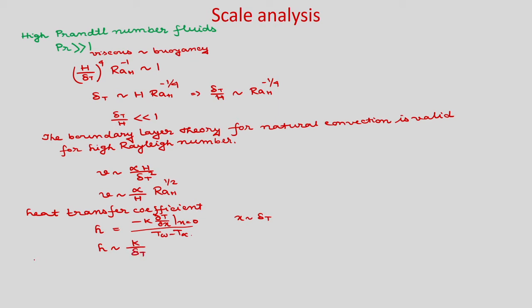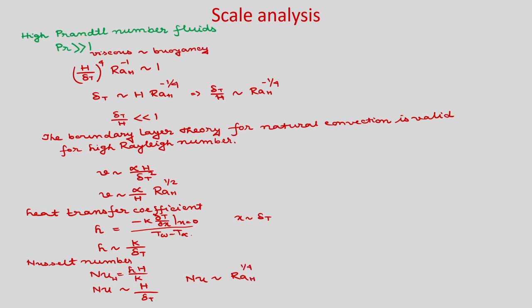Now the Nusselt number will be of the order of h by k, based on height h. So, you can see h is k by delta t, and delta t by h, so it will be h by delta t. Okay, h by k is h by delta t. So, Nusselt number will be of the order of Rayleigh number to the power 1 by 4.